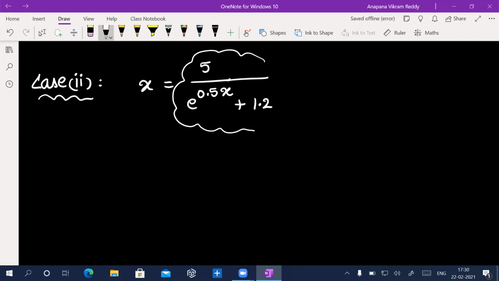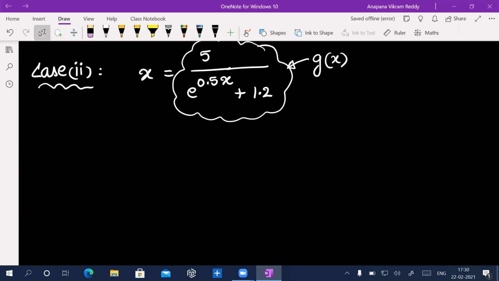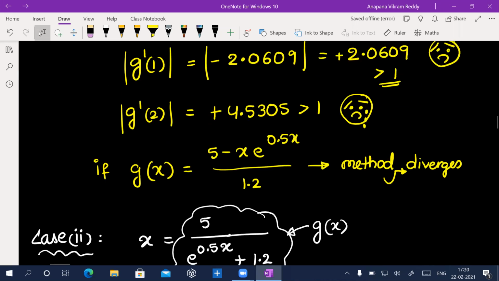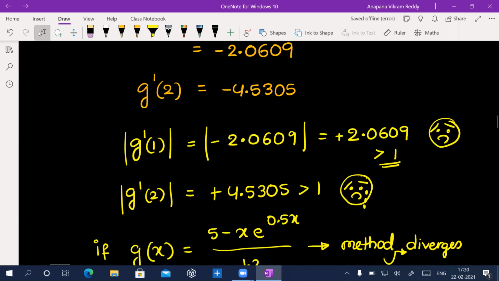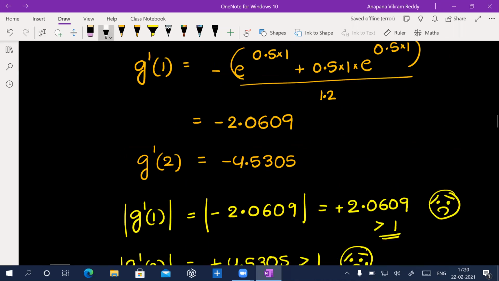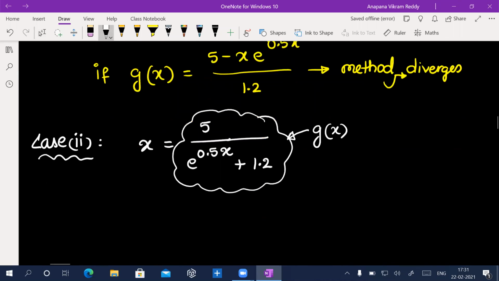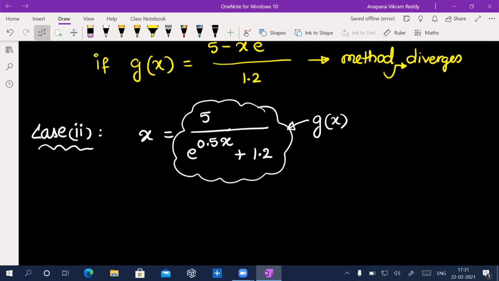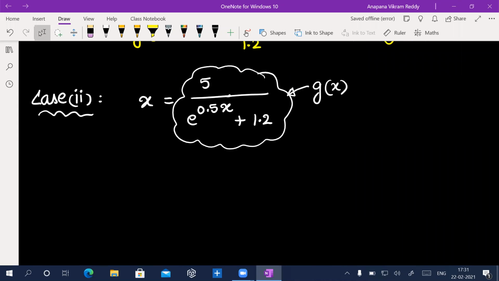So now g of x is this. See, my g of x is not unique. In the former case, case one, my g of x appeared to be something like this. Now in case two, this changed to this way. So it's not unique. However you go, if g of x is not changing its form, you could say that particular iteration function is perfectly unique. Otherwise it's not unique. Now it's changing its form like a chameleon. Anyway, x equal to 5 by e power 0.5x plus 1.2.